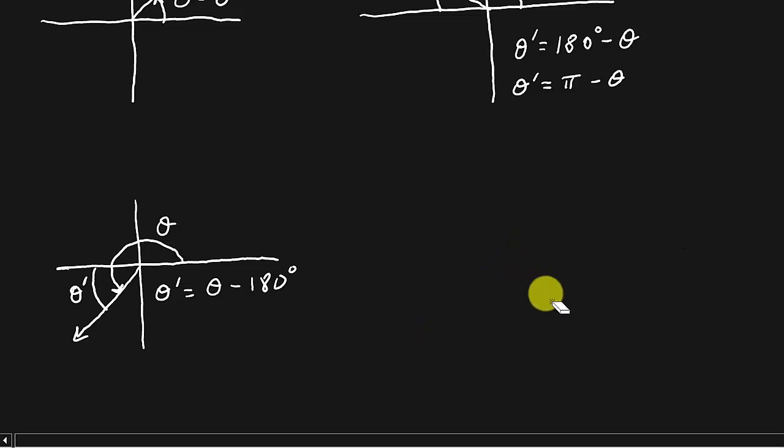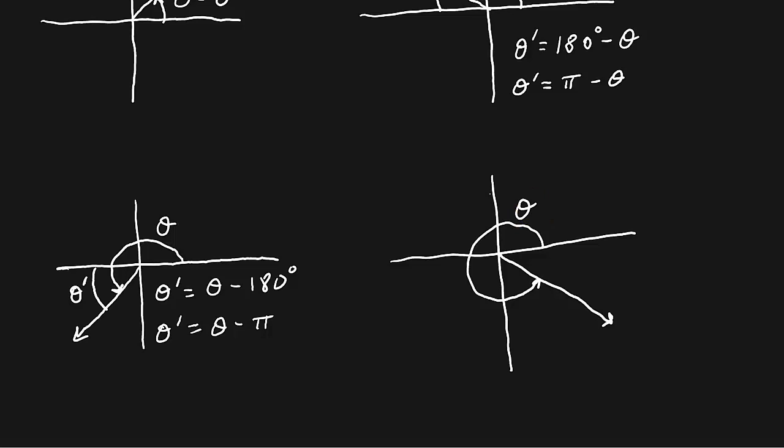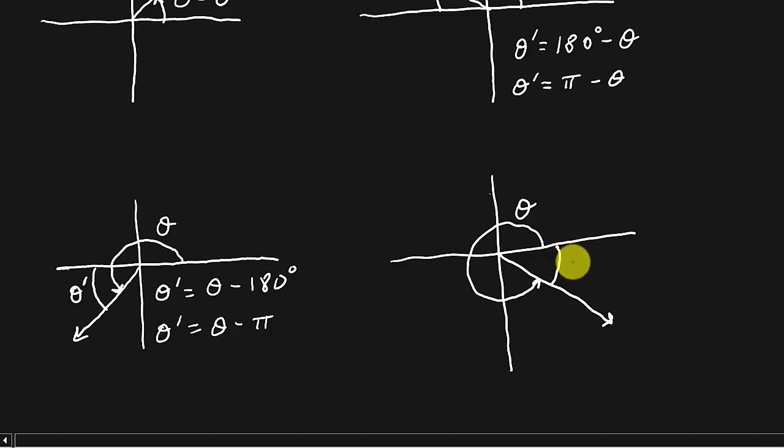All right. And then once again, we could put this in terms of radians. That would be theta minus pi. Now, let's do the same thing. Let's go to the fourth quadrant. All right, so fourth quadrant, there's theta. So what's theta prime? Well, this would be theta prime, right? There's my reference angle.